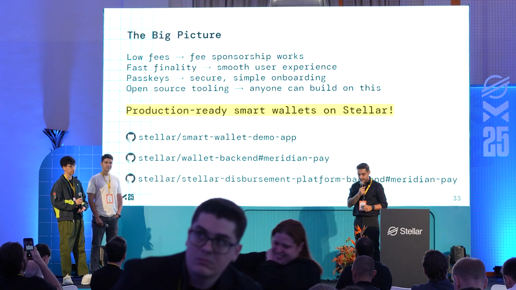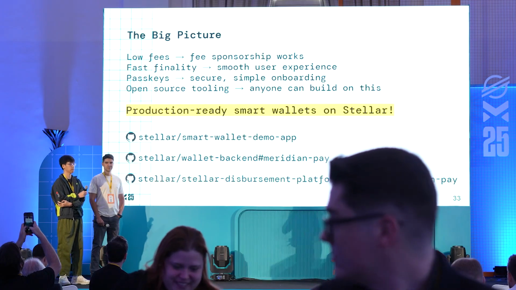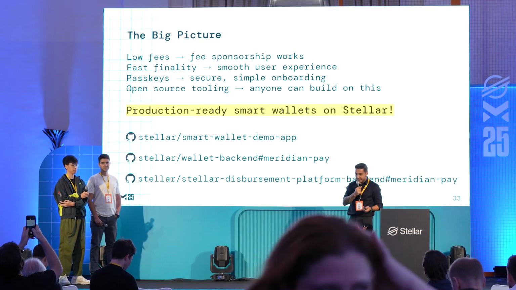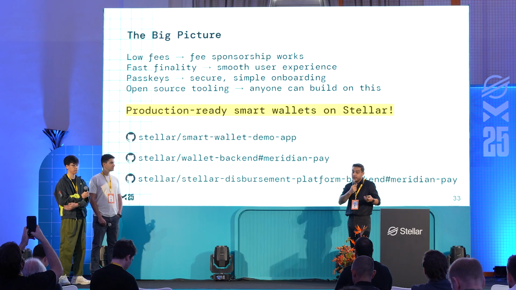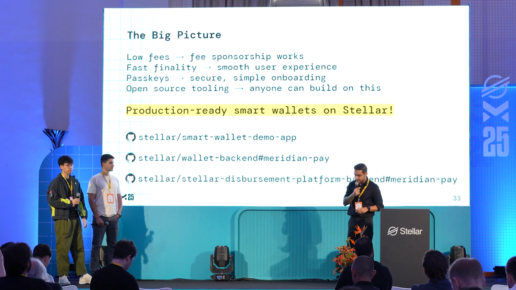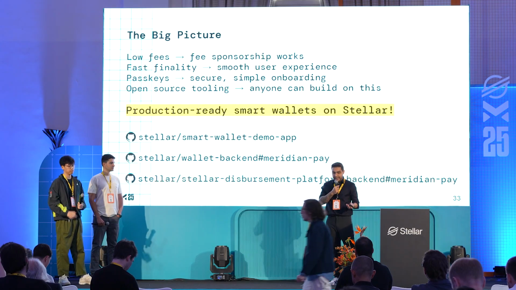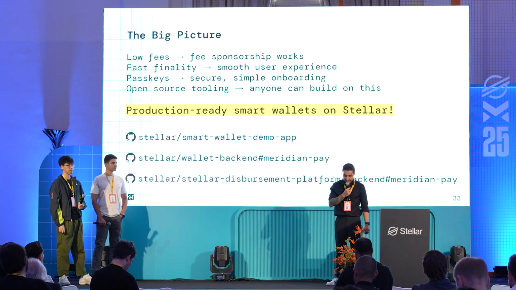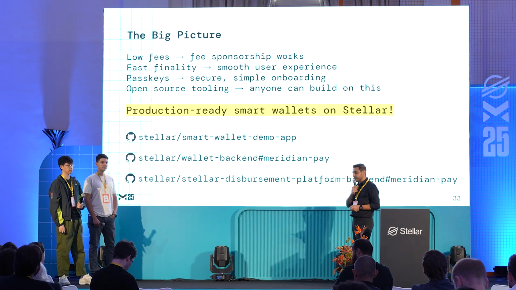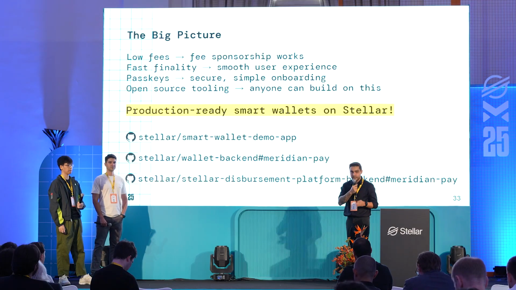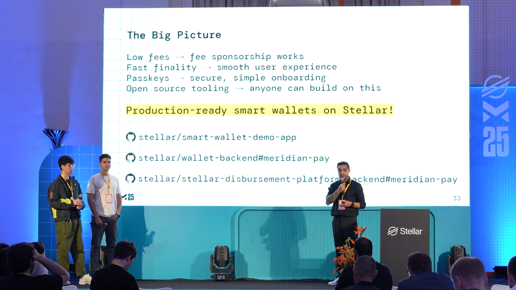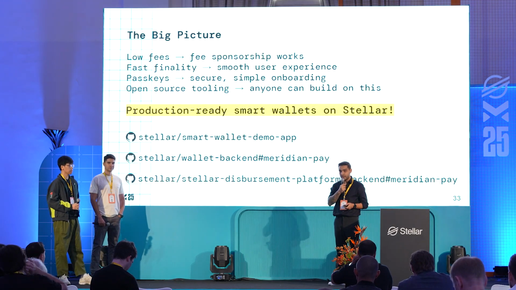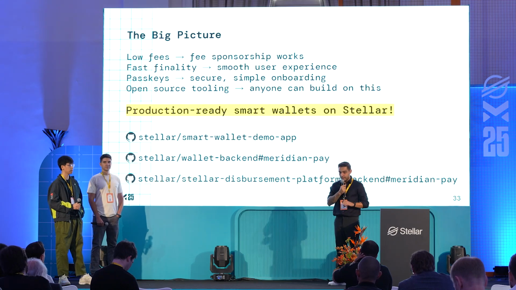So if I can summarize the user experience part, everything that I just mentioned, in a few phrases, I would say that low fees make the fee sponsorship work. The fast finality of the network allows us to create a smooth user experience for the final user. Passkeys allow us to deliver a secure but yet simple onboarding for those users. And with the open source tooling available in the Stellar ecosystem, anyone in this room can start building production-ready smart wallets today. But that's not all.